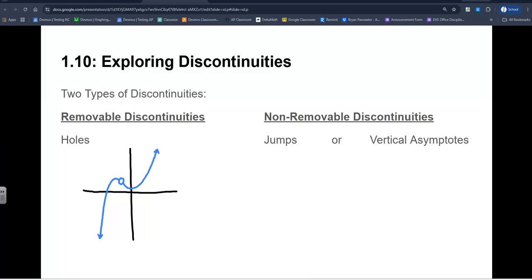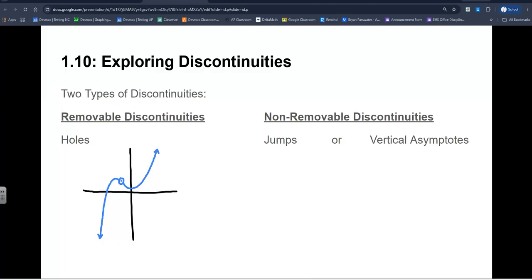There we go. Okay. So, holes are called removable discontinuities because you can fix them by putting one single point back there. So if we just added one point right here, it would fix the whole entire graph, right? And it would be continuous the whole way. So those are removable discontinuities.